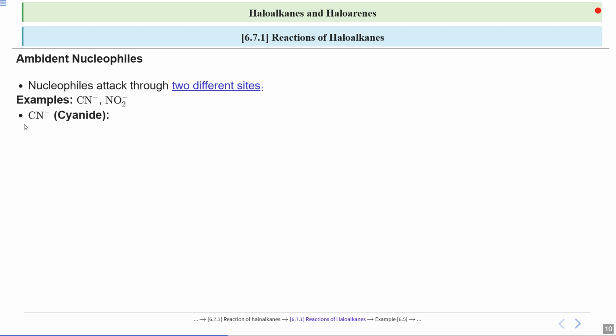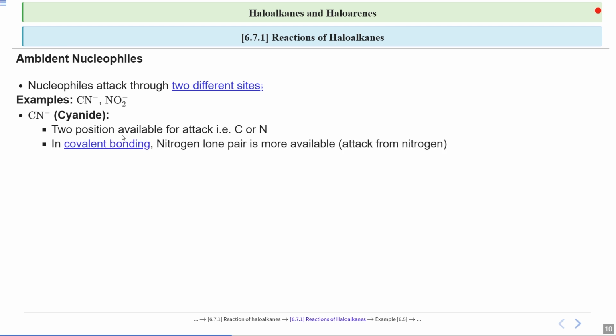Let's first of all cover the cyanide, CN negative. Cyanide has two positions available for the attack on the carbon. That is, first of all, the carbon present in the cyanide, and second is the nitrogen present in the cyanide. So carbon can bond with the carbon present in the alkyl group, and nitrogen can also form a bond with the alkyl group, right? So two positions are available in the cyanide nucleophile for the attack on the carbon, that is carbon or nitrogen.